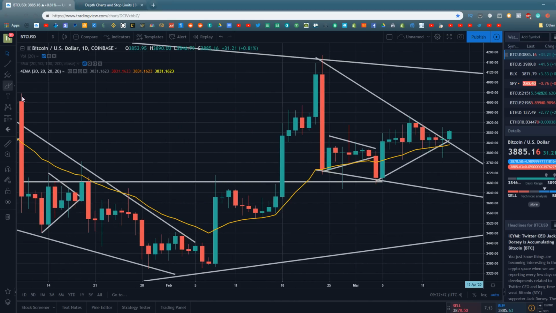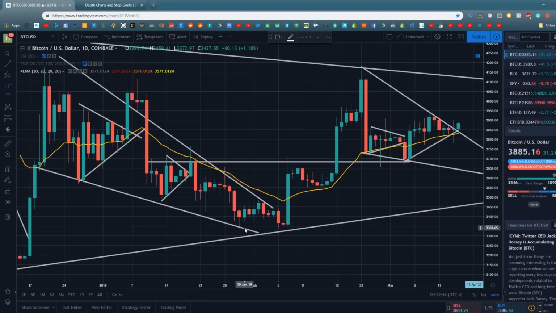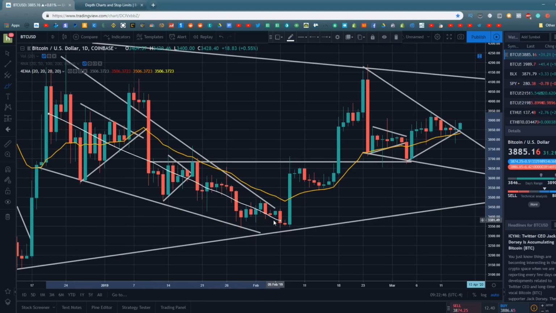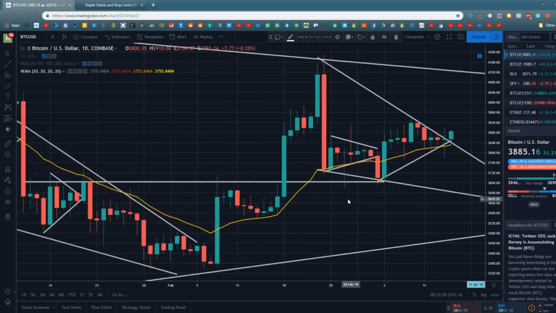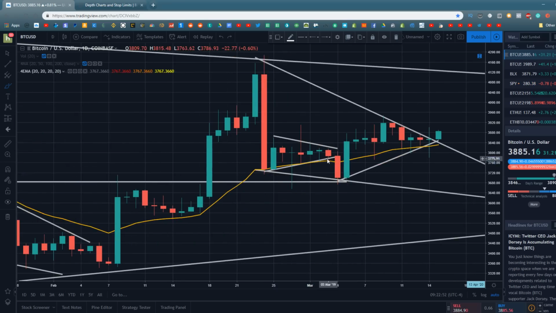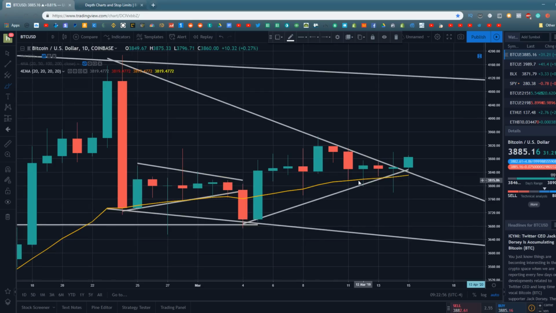Bitcoin has been above the 20 exponential moving average ever since it broke bullish out of this descending wedge back over here in early February. It's been above that. We got support on it right here. It caught us. We got support on it right here. We fell below it briefly, but got back up above it. And now, interestingly enough, Bitcoin is sitting above it.